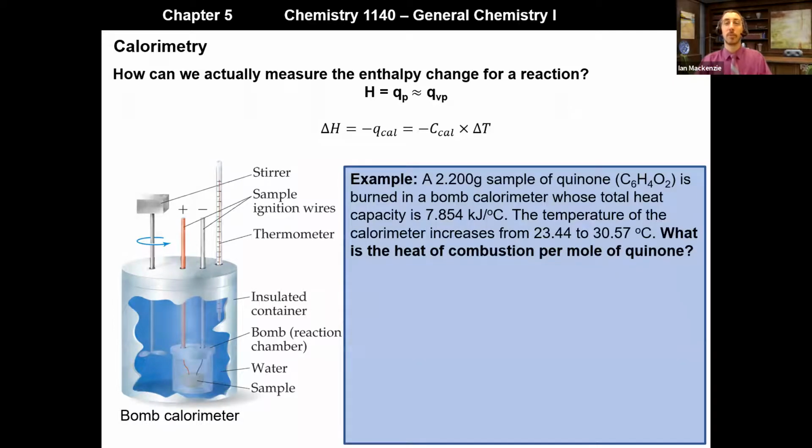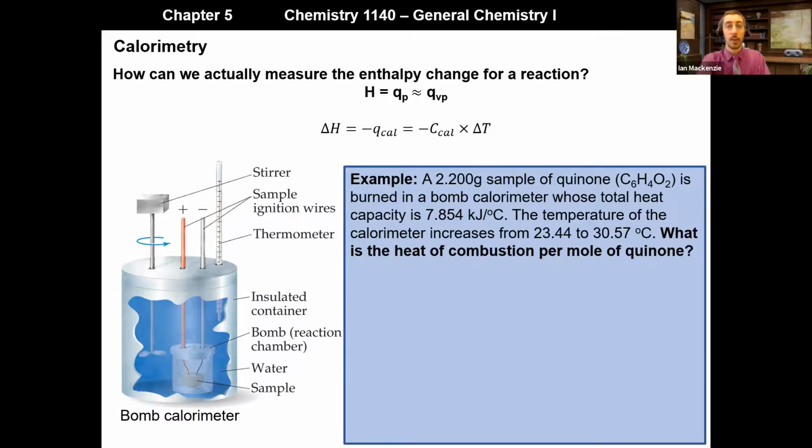Okay, so let's do a specific example. Say we had a 2.200 gram sample of quinone, which we're given the chemical formula for. It's burned in a bomb calorimeter whose total heat capacity is 7.854 kilojoules per degree Celsius. The temperature of the calorimeter increases from 23.44 to 30.57 degrees Celsius. So what's the heat of combustion per mole of quinone? What the question is basically asking is, what's the enthalpy in terms of kilojoules per mole of quinone?